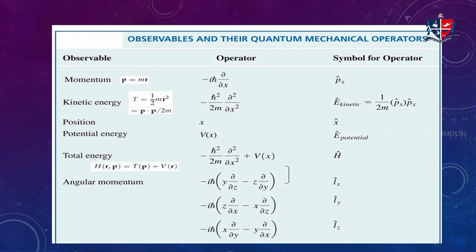That is, this is the particular operation that has to be carried out. This is the sum of kinetic energy plus potential energy. It gives the total energy, which is represented by the Hamiltonian operator.